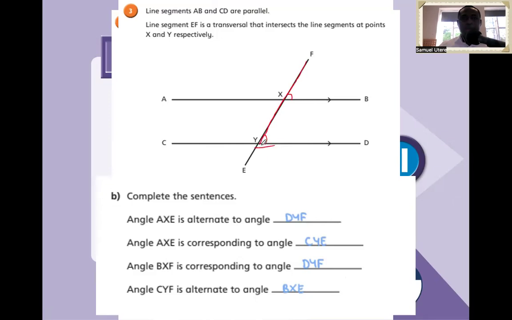So F shapes help us identify corresponding angles. So if you can imagine or visualize the F shapes and you see angles in the same locations of those F shapes, those are corresponding angles. Okay, let's look at the other one. Rub this off first.